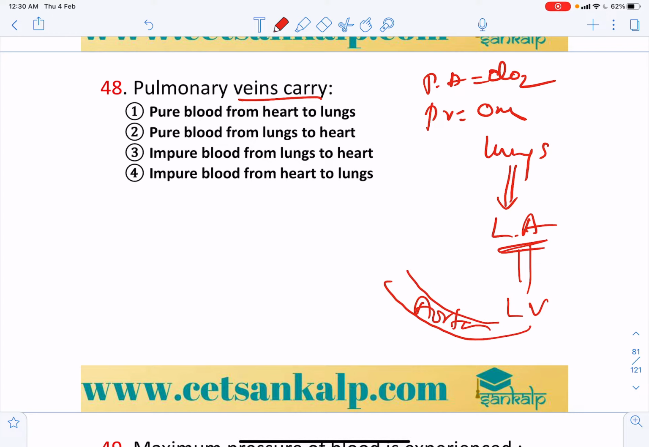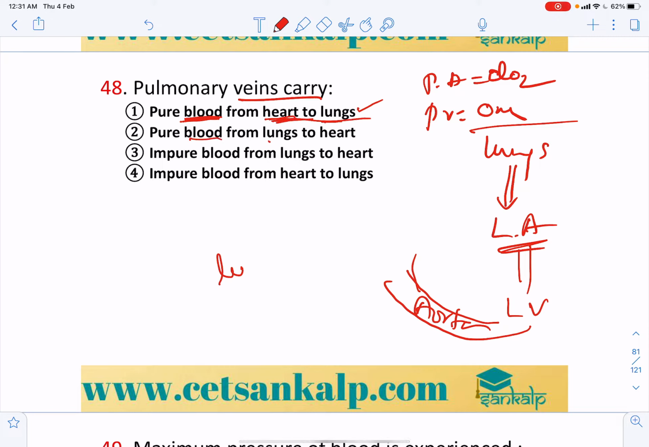So here it always receives the pure, oxygenated blood. Pure blood from heart to lungs, right? That is carried by the pulmonary artery, where it divides. The pulmonary artery carries the deoxygenated blood from the heart to the lungs, and the aorta is where it divides and brings the oxygenated blood.